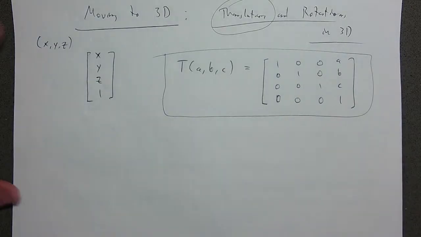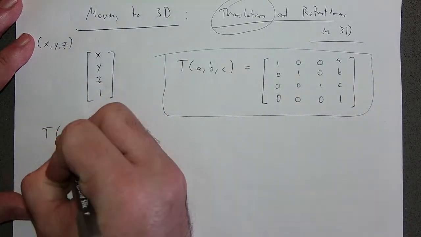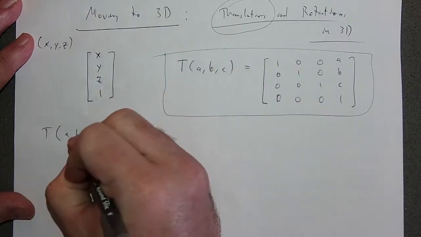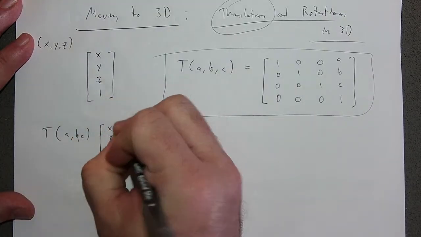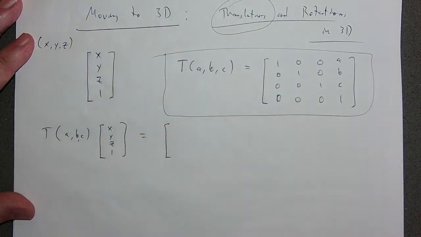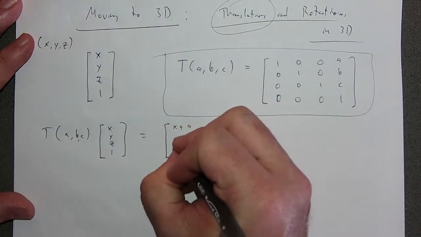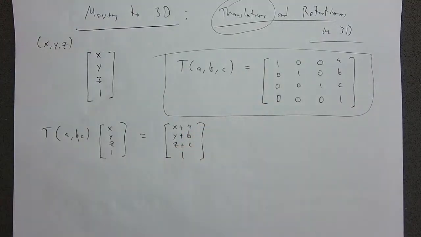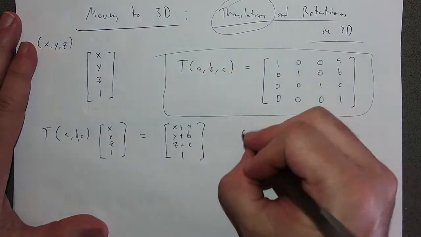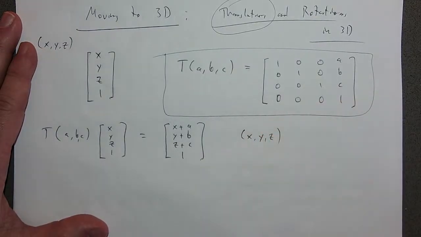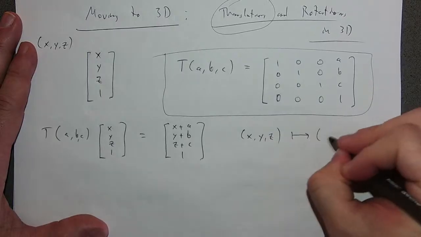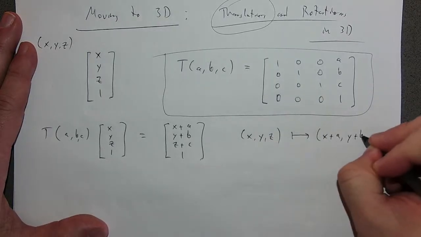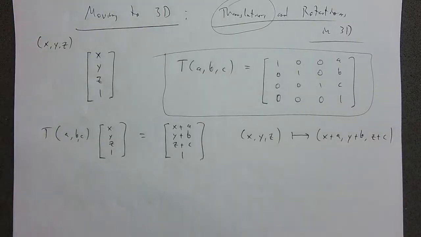What is it that you want it to do? You want it to shift. T of a, b, c times the vector x, y, z, 1. You can just check yourself that this is x plus a, y plus b, z plus c, 1, which is exactly the transformation that takes x, y, z and sends it to x plus a, y plus b, z plus c. Done. So translations are going to work like that.